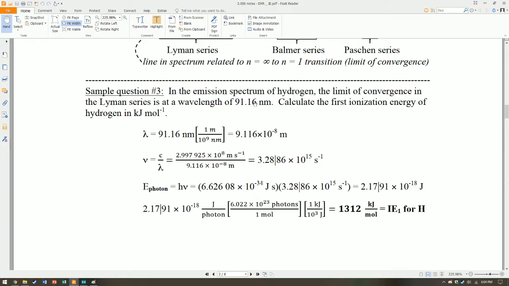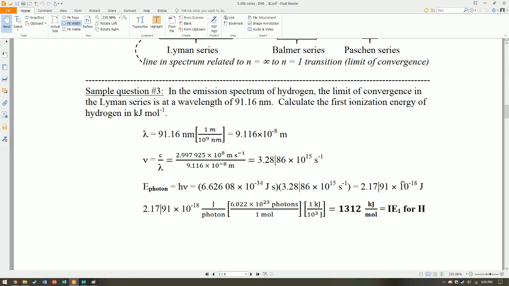What's important to note here is that this signifies the transition from 1 to infinity, and it absorbs a photon which has a wavelength of 91.16 nanometers. First we convert it to meters, and then we use the universal wave equation: speed equals frequency times wavelength. Then we use the resulting frequency in E equals hf. So 6.626 times 10 to the minus 34 times the frequency here, and then we get that.